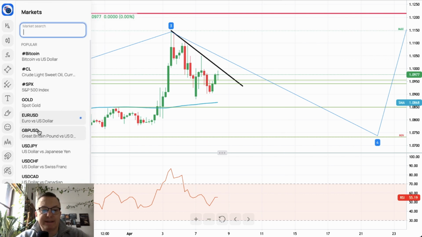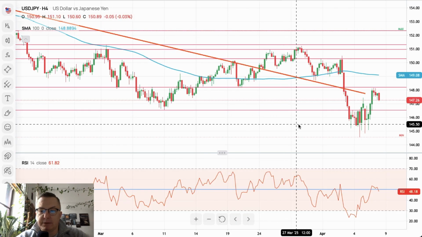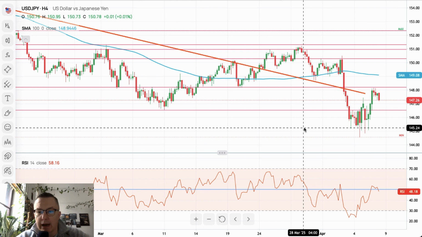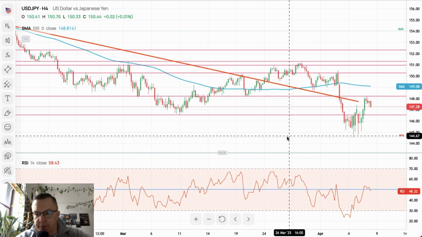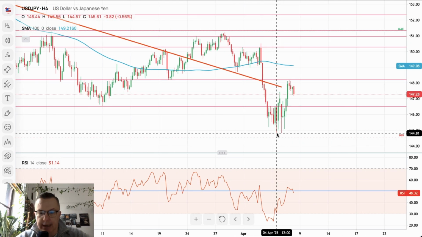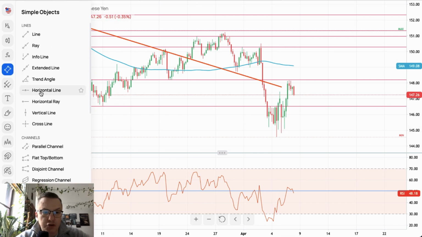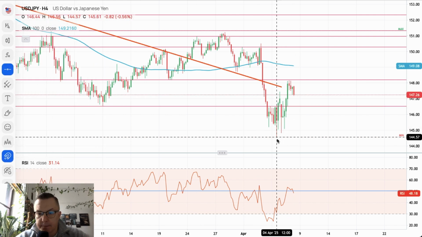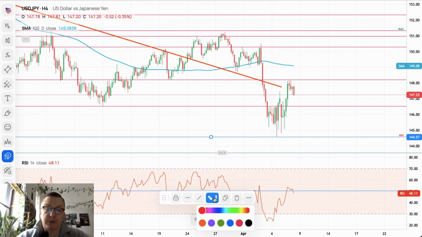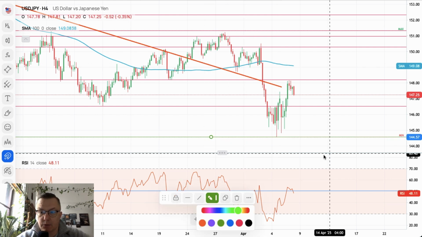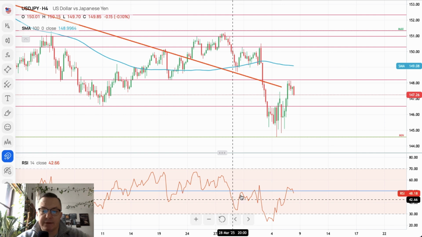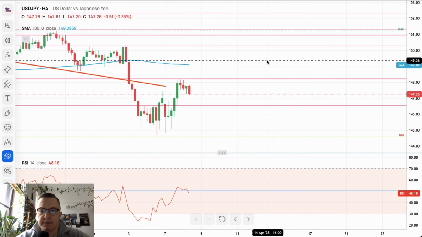Because of the Japanese data, US dollar to the Japanese yen will be tested next. Well, the low from April 4th is still quite strong because we got a nice bounce from this level, right? We got a nice bounce from this level, 144.57. Let me just zoom in a little bit. So maybe I will do it like that.